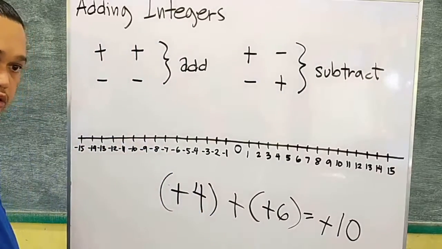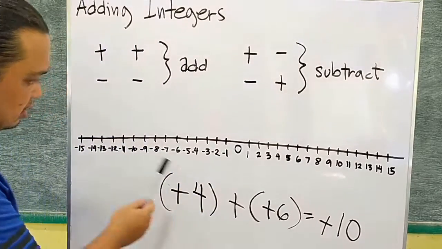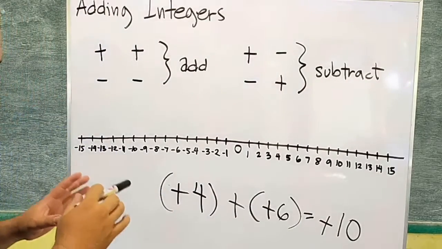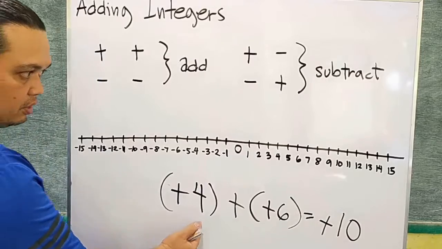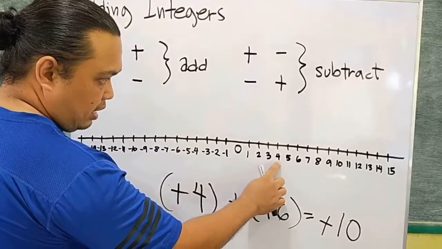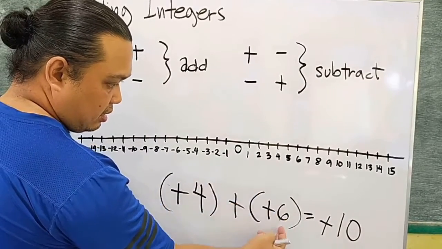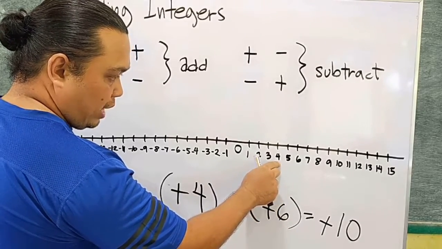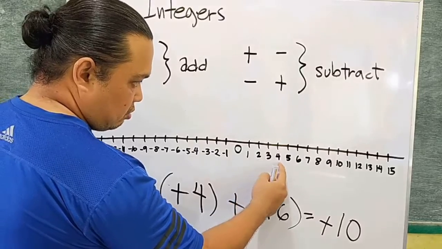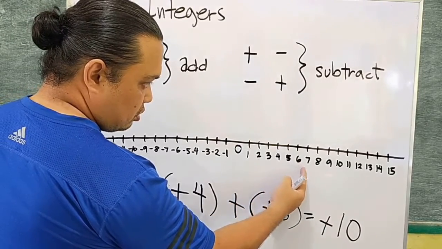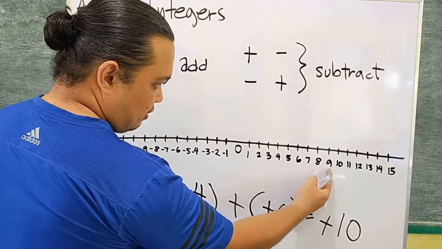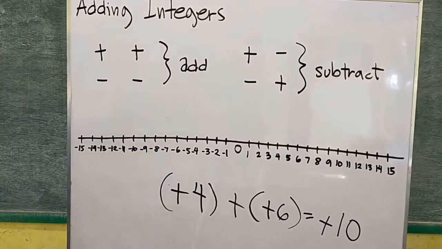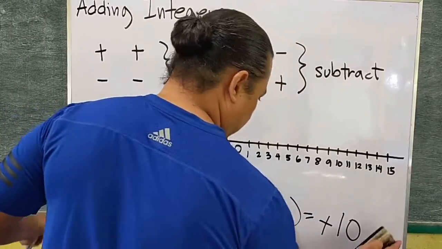Now, if we are going to use the number line, if you're going to do this manually, positive 4 is here. And we are going to add positive 6. So from here, we're going to add 6. Let's count. 1, 2, 3, 4, 5, 6. And that is positive 10. Okay, now let's have another example.